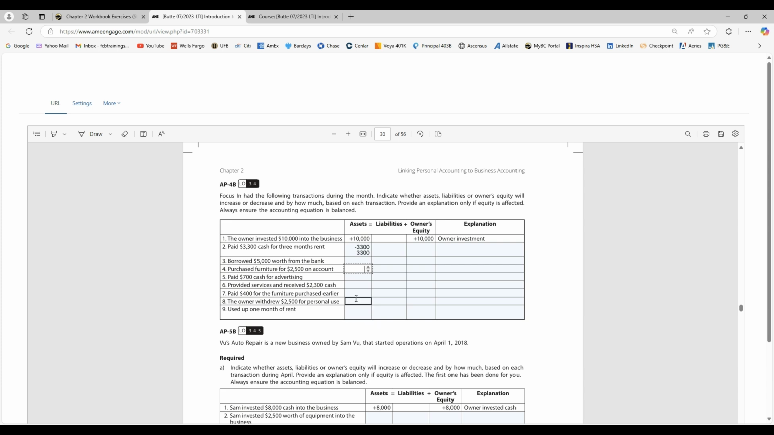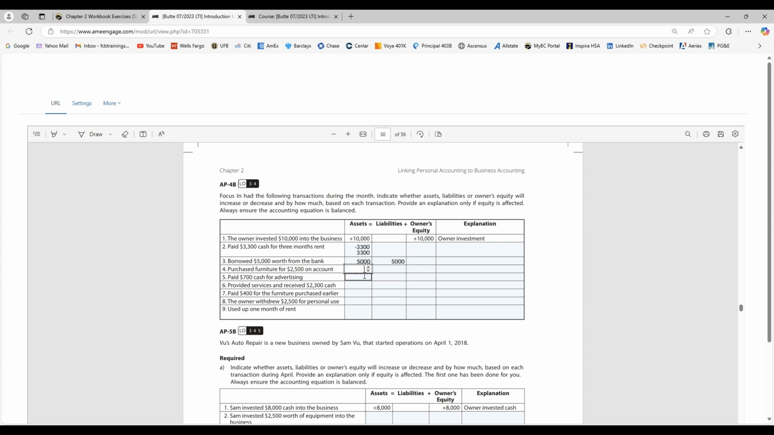Okay, number 3, we borrowed $5,000 from the bank, so we took a bank loan out. So our cash asset increases by $5,000, and our liability increases by $5,000 as well.